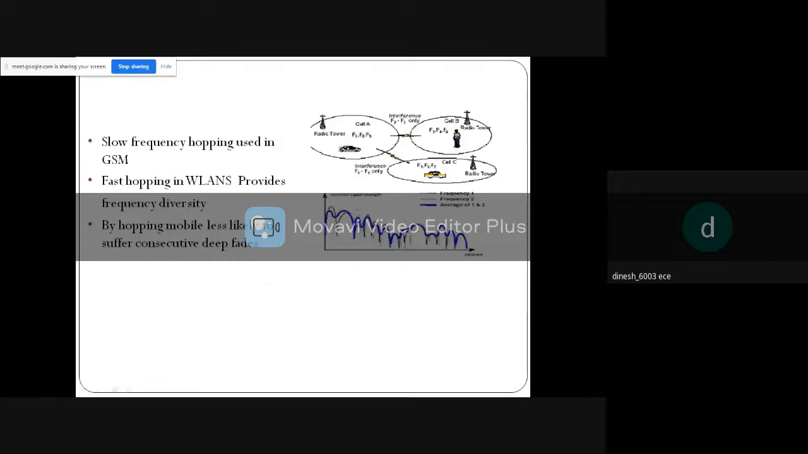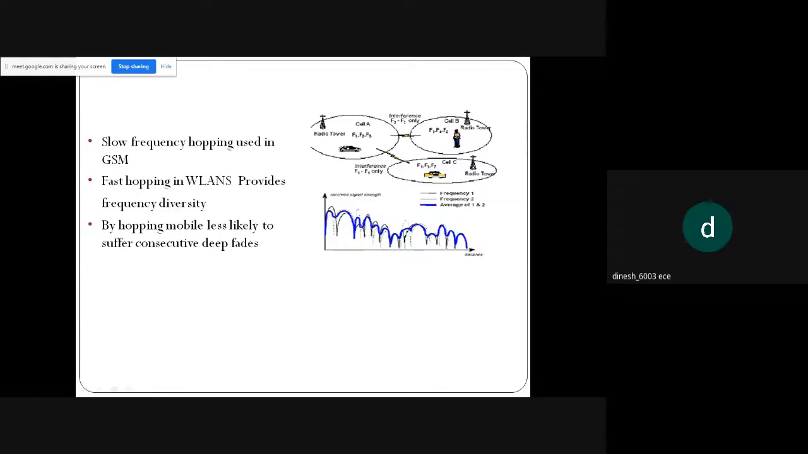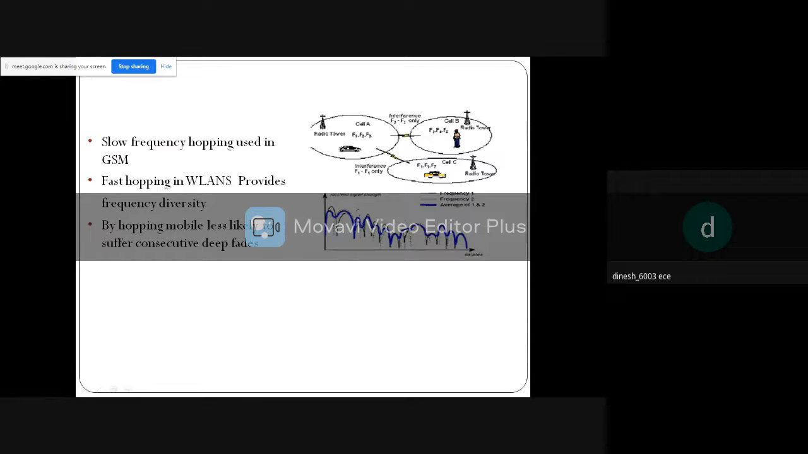Then there is the cyclic pattern. Slow frequency hopping used in GSM has this structure. Then we have fast hopping used in wireless local area networking that provides frequency diversity. By hopping, the mobile is less likely to suffer consecutive deep fades.